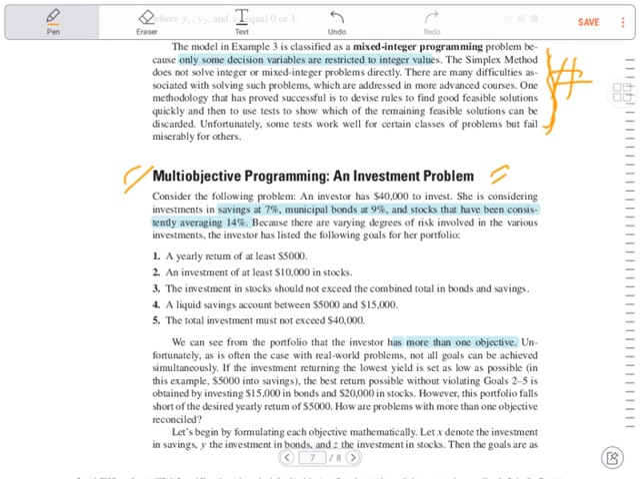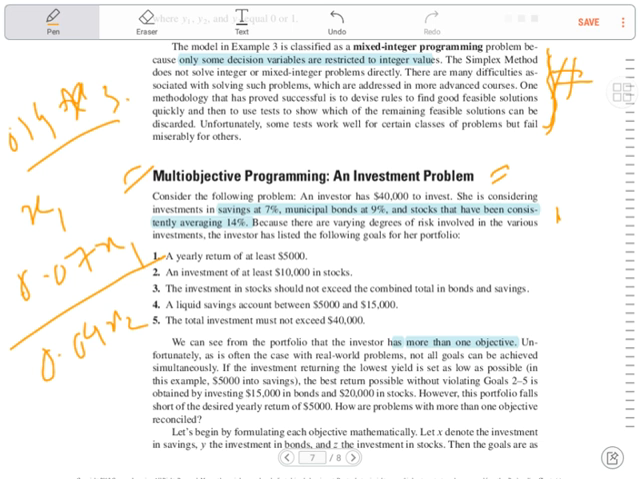She is considering investments in savings at 7%, municipal bonds at 9%, and stocks that have been consistently averaging 14%. So suppose she puts x1 amount in a savings account, then she will get a profit of 0.07 x1. Similarly, if she invests x2 in municipal bonds, the corresponding profit is 0.09 x2, and likewise for stocks. With 14%, if it is x3, then 0.14 x3 is the corresponding profit of this part.